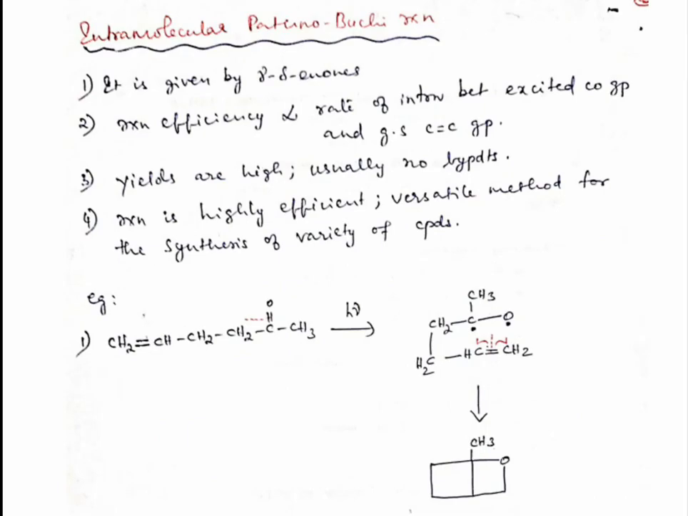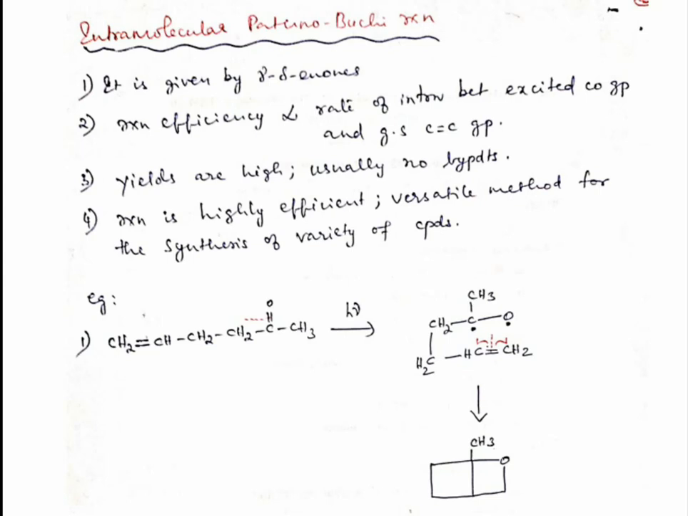Next we can see about intramolecular Paterno-Buchi reaction. What is intramolecular? What is Paterno-Buchi? First, Paterno-Buchi means there will be two substrates. One is carbonyl compound, another one is alkene. What is the product called as? Oxetane. In presence of light only, this reaction will occur. It is a photochemical reaction.